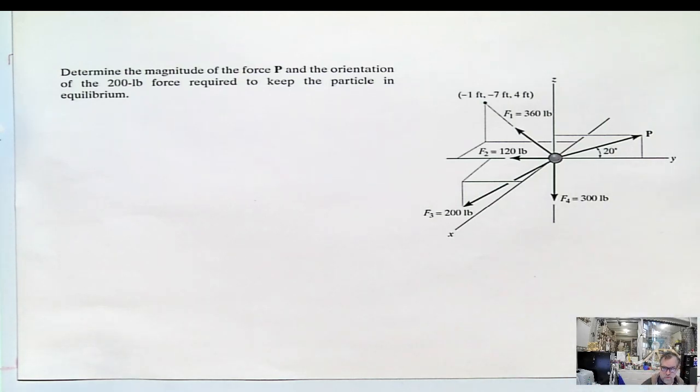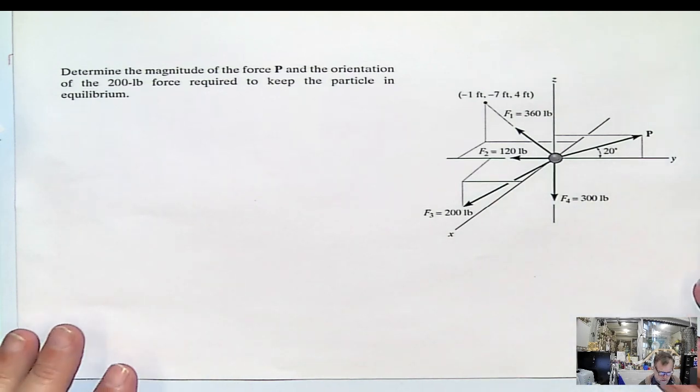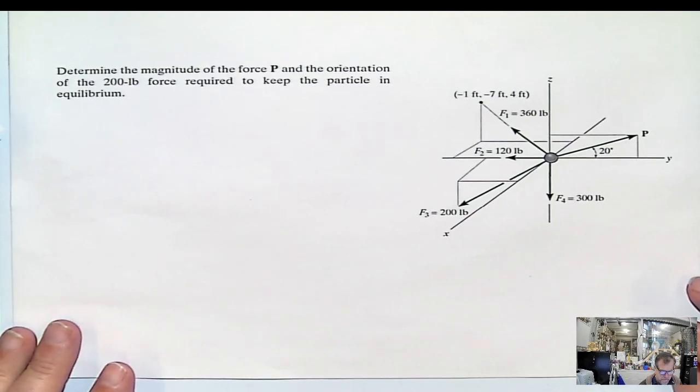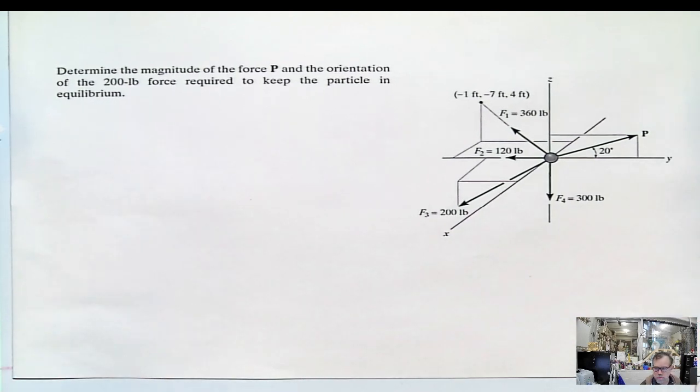Now let's try this. We're jumping to 3D particle equilibrium. And I particularly think that this problem is out of sequence in the problems from the books because it looks very easy and I think it should be one of the problems that you use at the very end, not at the beginning.